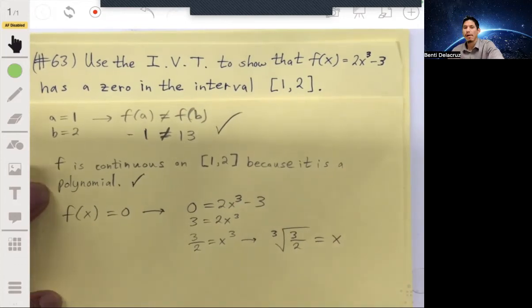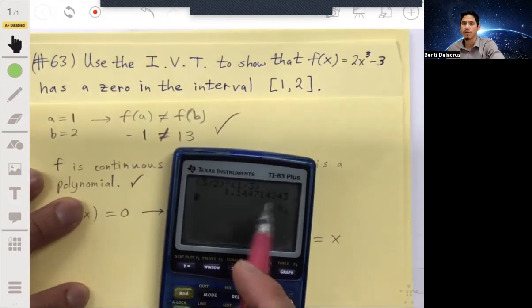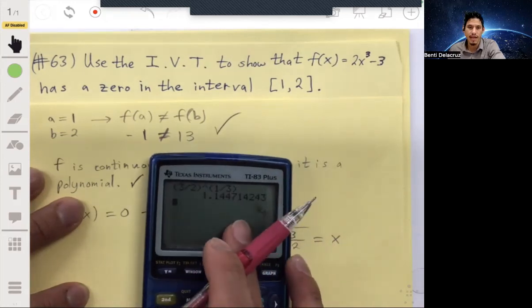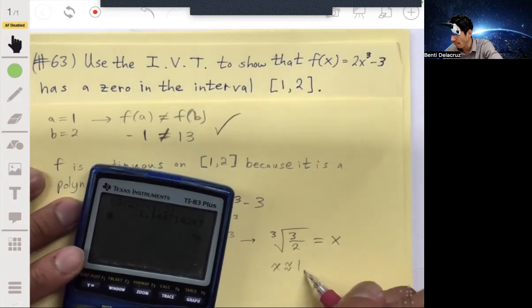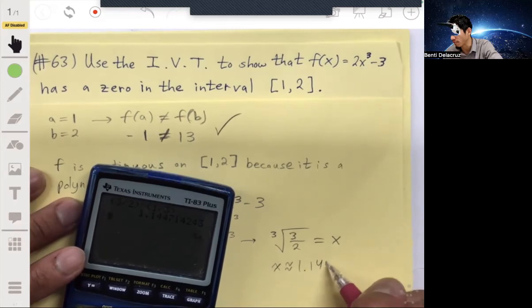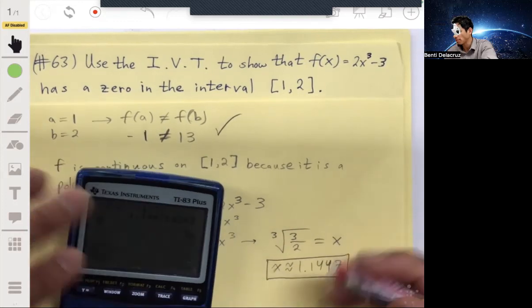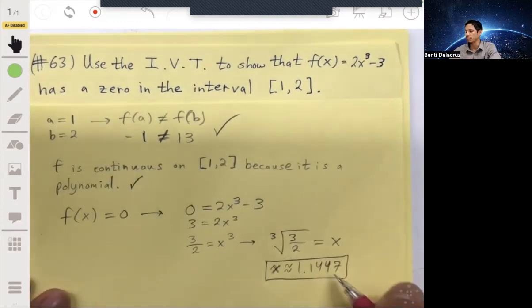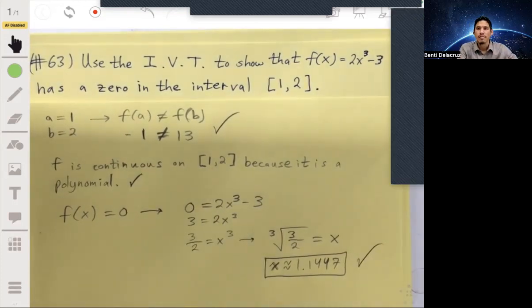is equal to x. Now, you may not know it off the top of your head. I wouldn't expect you to, but that's what you have a calculator for. So we take 3 halves raised to the 1/3 power, the same as taking the cube root. And we can see that x will be about 1.1447. 1.1447 is between 1 and 2. And so we're good, and we're done. That's all there is to it.